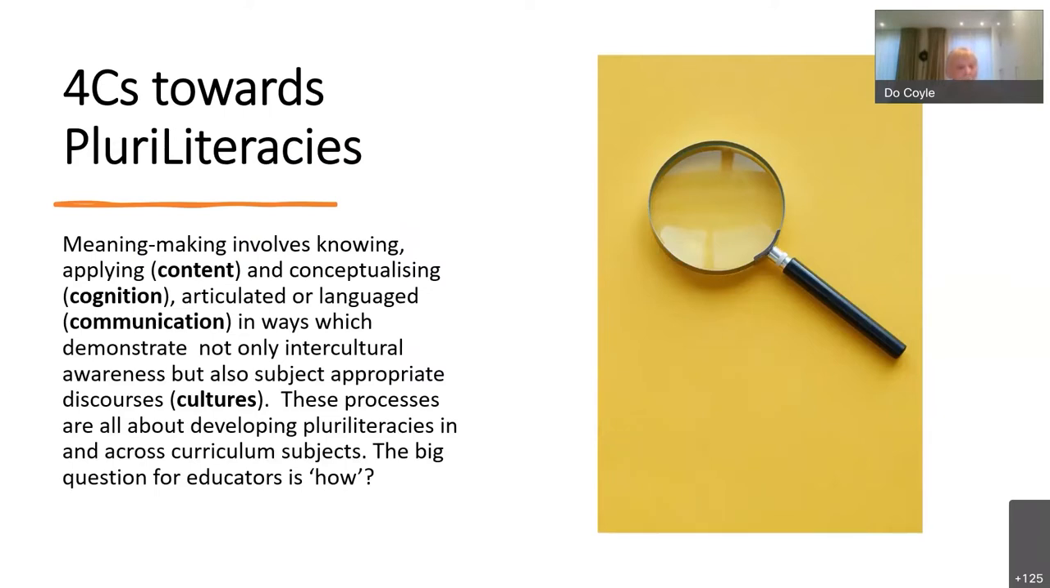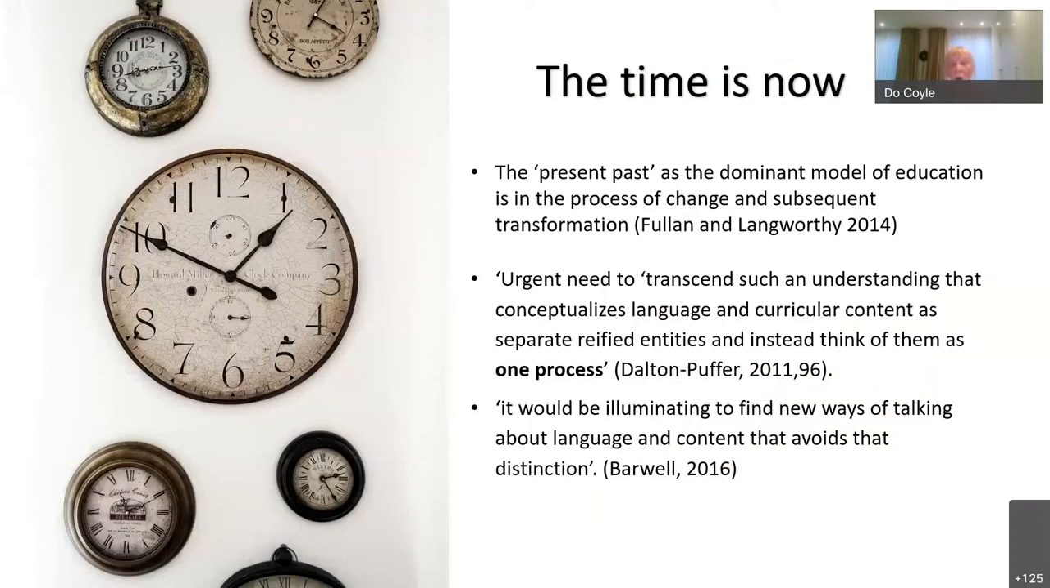So the question is, these processes are all about developing pluriliteracies, but how? And the four C's didn't really tell us how we were going to do it. It gave us some good ingredients, but it didn't tell us how. So the time is right now, because so much of our teaching and so much of our education is built on what we call the present past. So just trying to make things better.